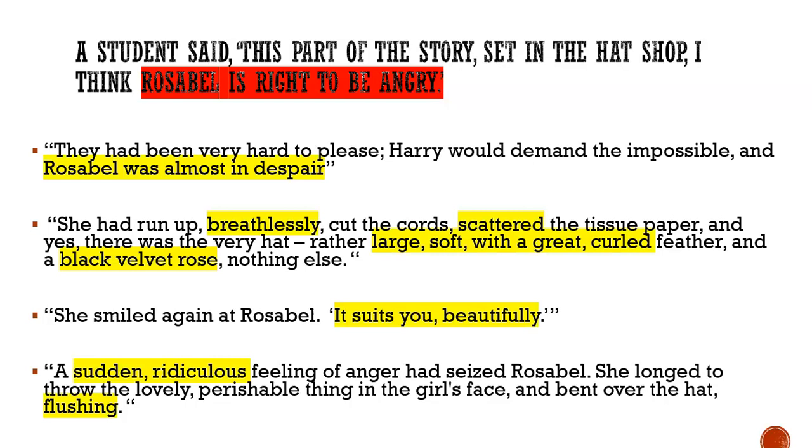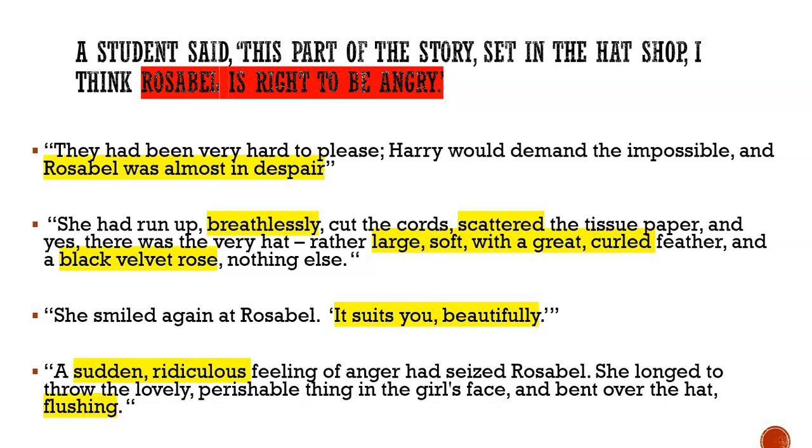Rosabel was almost in despair. These two people, the red-haired girl and Harry, are making her rush around and treating her like a servant. However, the second quotation I think is the most important. She loves this hat. Rosabel loves this hat. She covets it, she wants it, she loves it, but it's something she can never have.